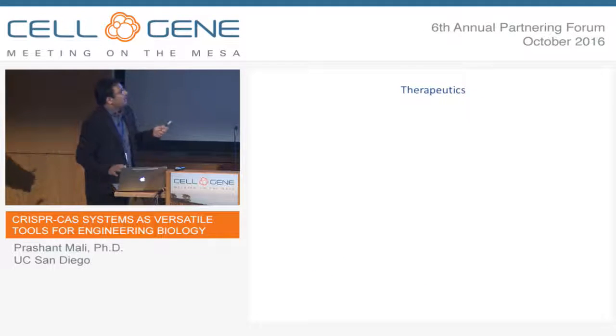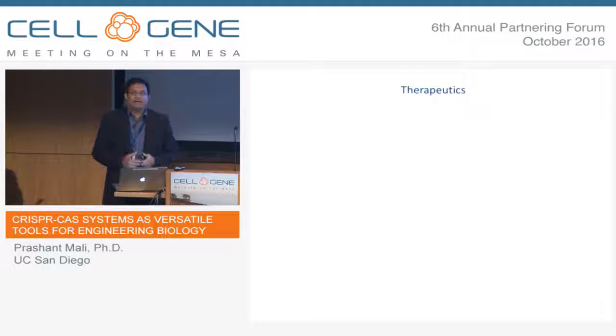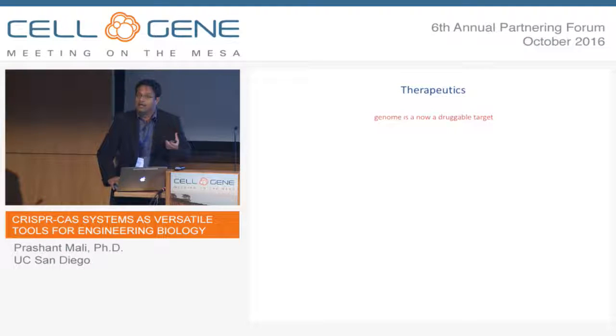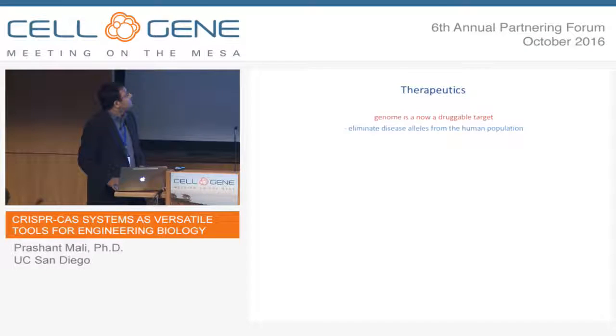And perhaps the most exciting aspect about the CRISPR-Cas systems is that it starts to enable the concept of human therapeutics, because the genome is now a druggable target, with the CRISPR being this very specific drug against any genomic fragment of interest. And at least in theory, one can start to contemplate eliminating disease alleles from the human population, or alternatively, even potentially engineering disease resistance.